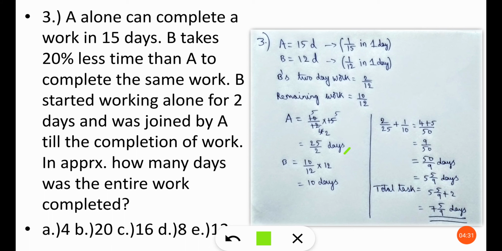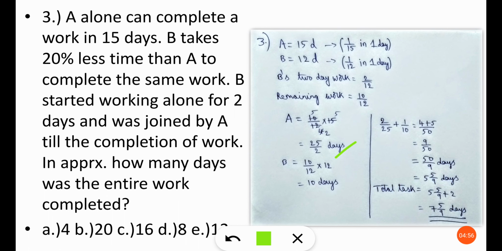B completes one work in 12 days, so B completes 10 by 12 work in how many days? 10 by 12 into 12, 12 gets cancelled, so 10 days. Now we have to calculate the together work. A's 1 day work is 2 by 25 and B's 1 day work is 1 by 10. After the addition we get 50 by 9 days, that is 5 by 9 days.